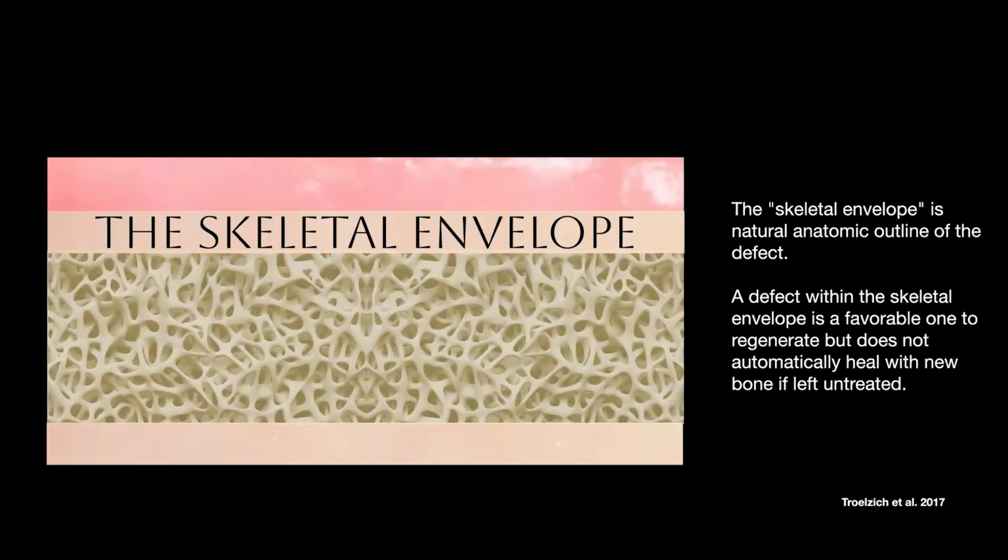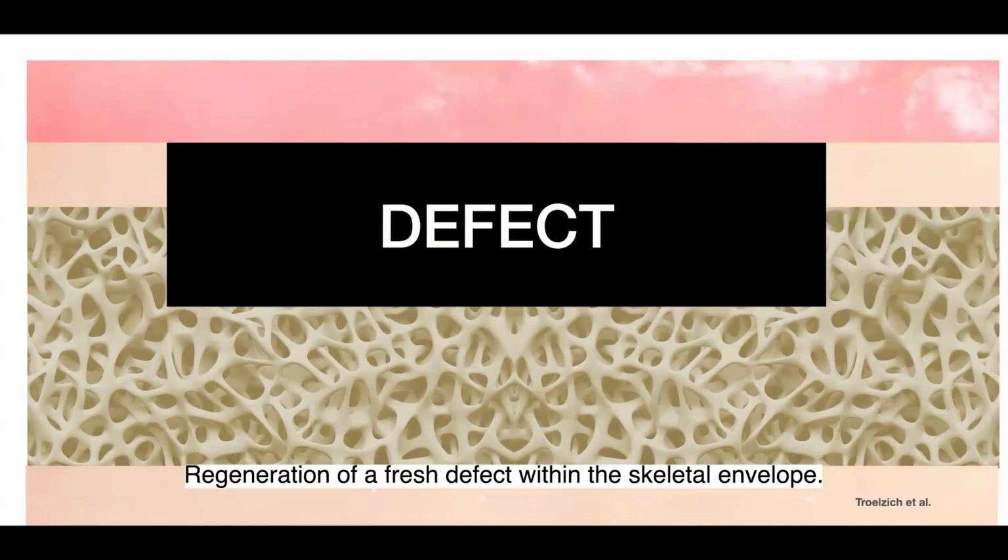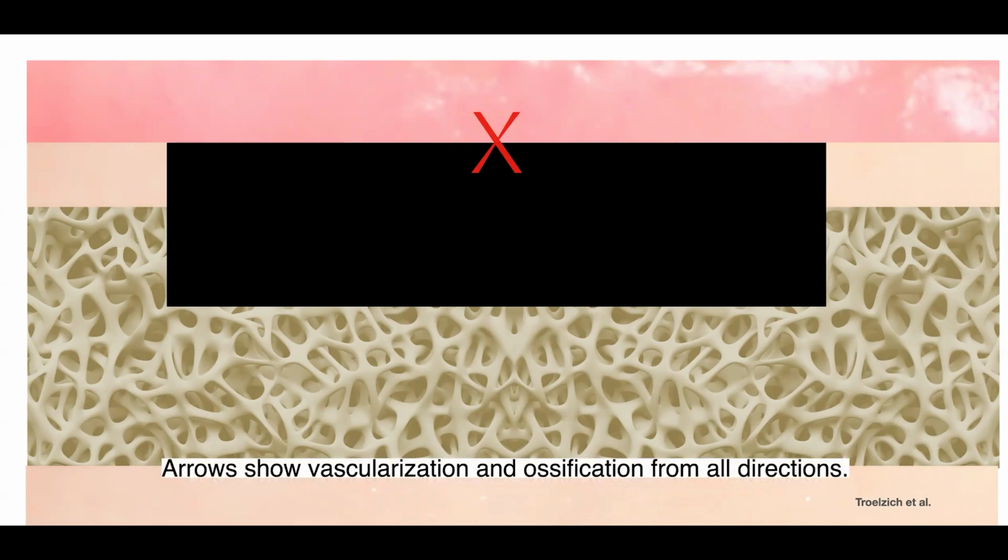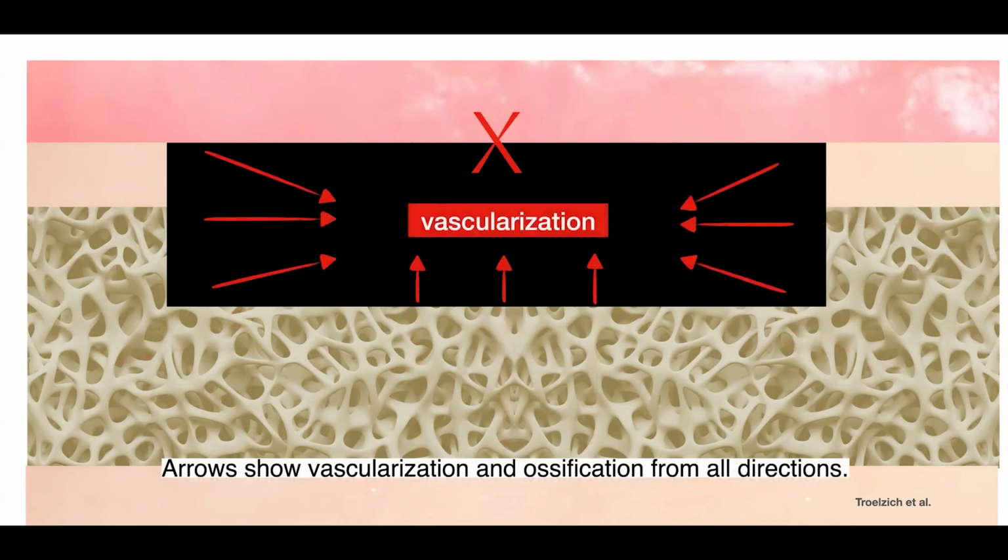The skeletal envelope is basically the shape of the defect, the anatomic structure of the ridge or the defect. The idea is that if you have a defect that is contained, like this can be considered a three-wall defect inside the bony envelope, it is not getting much blood supply from the flap. It might be getting blood supply, but no osteoblastic cell migration from the flap, only from the bony cells.